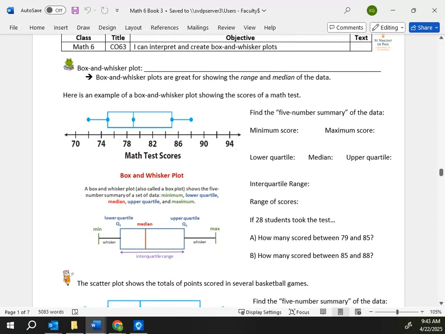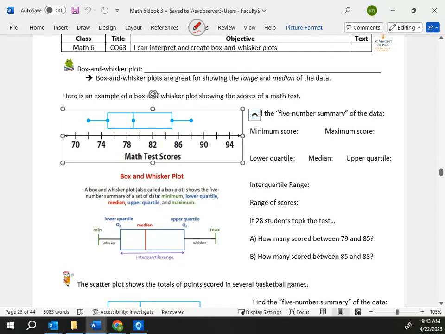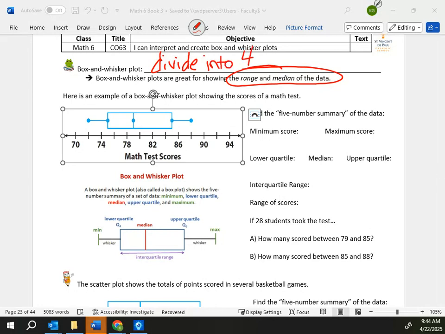63, the box and whisker plots. Box and whisker plots show the range and median of the data. How many parts are the box and whisker plot divided into? So you're going to want to put it in there. Divided into 4 equal parts.